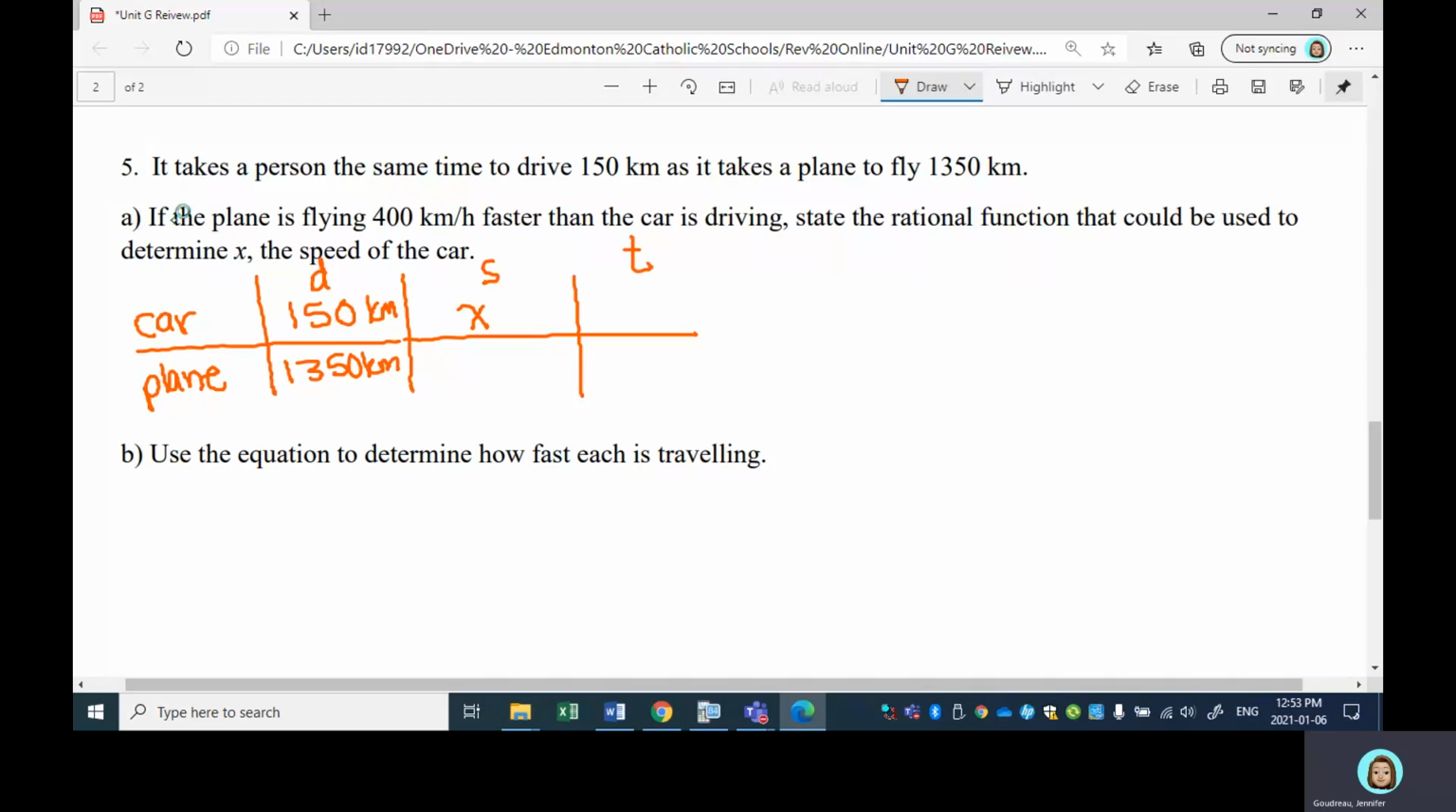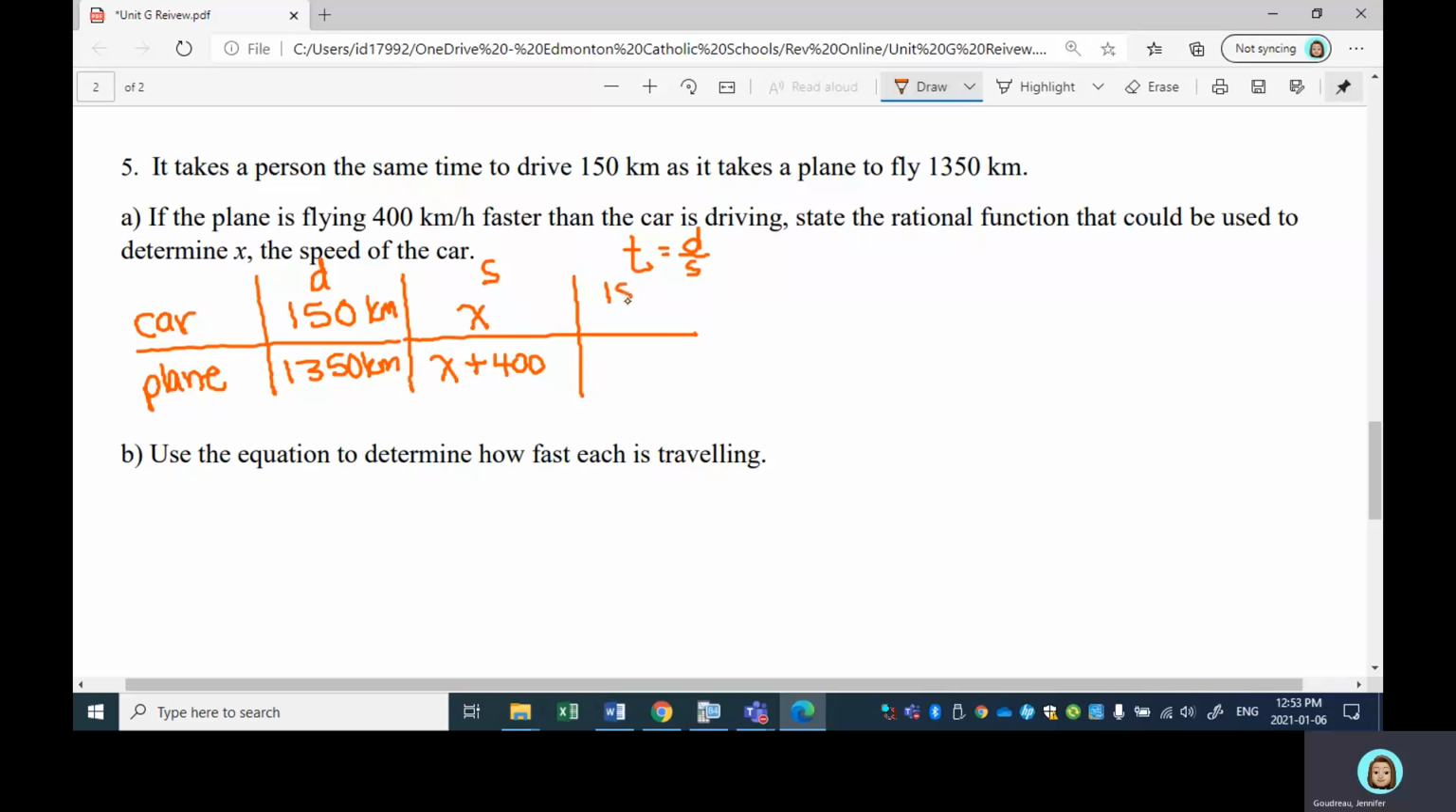And if we read in part A, it says the plane is flying 400 kilometers per hour faster. So I'm going to take that speed of the car and add 400, and there's the speed of the plane. Now, I don't know what specifically the time is for the car, but here's what I know. I know time is equal to distance divided by speed.